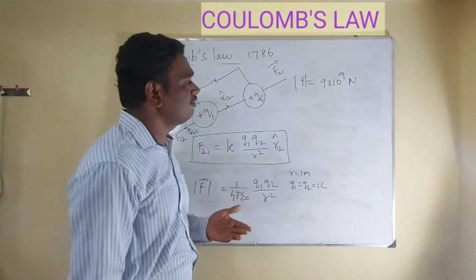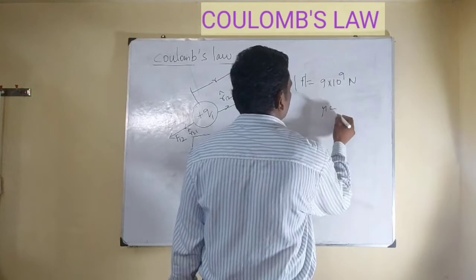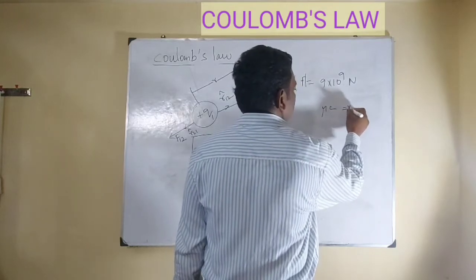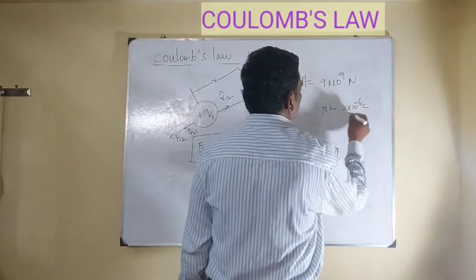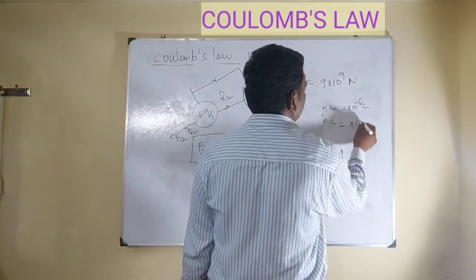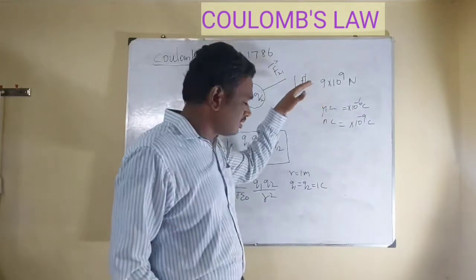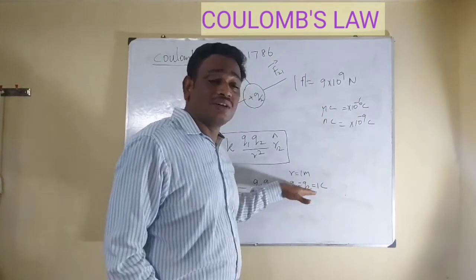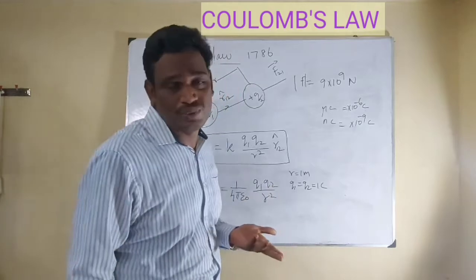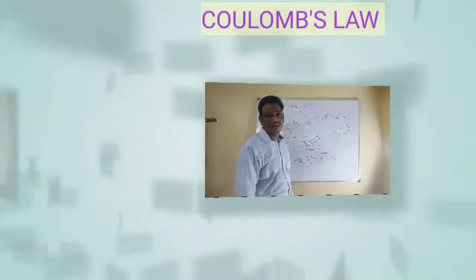In our day-to-day life, we use only microcoulomb, where microcoulomb is 10 power minus 6 coulomb, or nanocoulomb. Nanocoulomb is 10 power minus 9 coulomb. So 1 coulomb of charge is a very, very large value of charge. Okay.